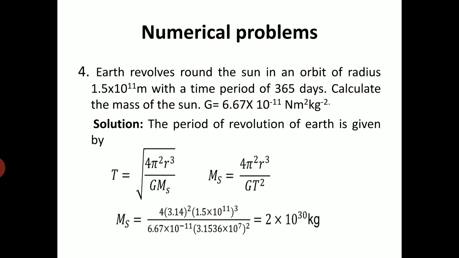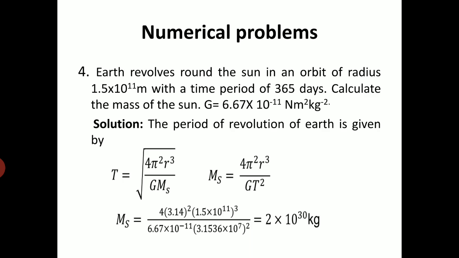We look into the next problem, that is the fourth problem. Earth revolves around the sun in an orbit of radius 1.5 into 10 to the power of 11 meter with a time period of 365 days. Calculate the mass of the sun. G is given as 6.67 into 10 to the power of minus 11 Newton meter square per kg square.